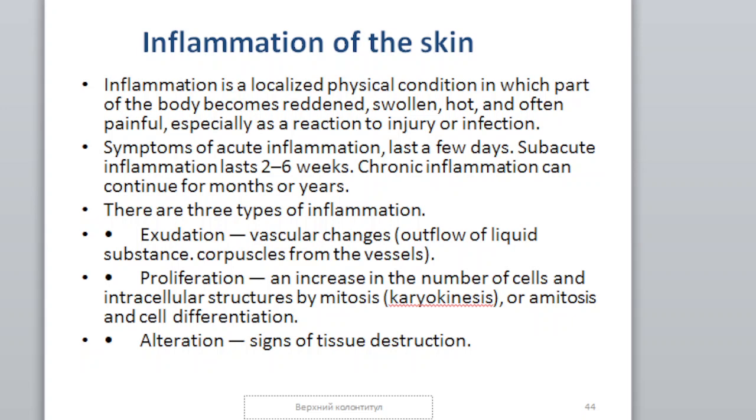Exudation, vascular changes, outflow of liquid substance, corpuscles from the vessels. Proliferation, an increase in the number of cells and intracellular structures by mitosis, karyokinesis, or amitosis and cell differentiation. Alteration, signs of tissue destruction.